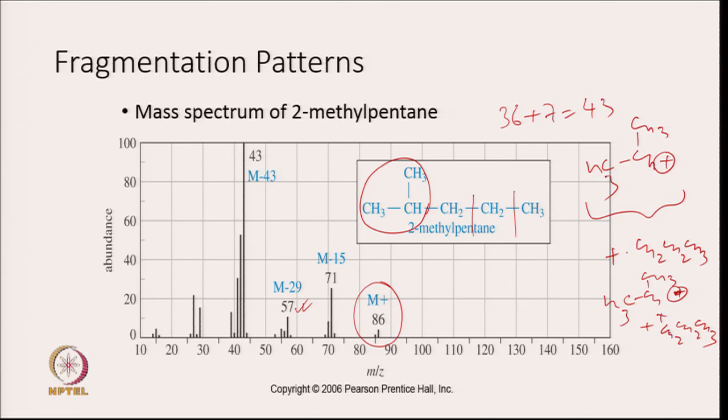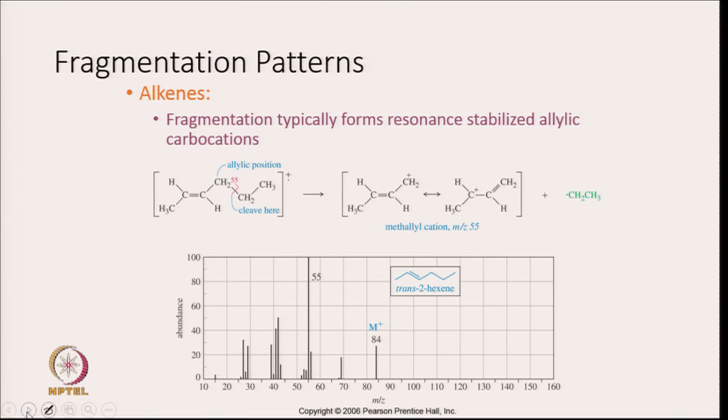So, in this case you have 36 plus 7, which is 43, and this is also 43. So in both cases you will get a peak at M minus 43, and this is basically equal to 43. This is the fragmentation pattern for alkenes.